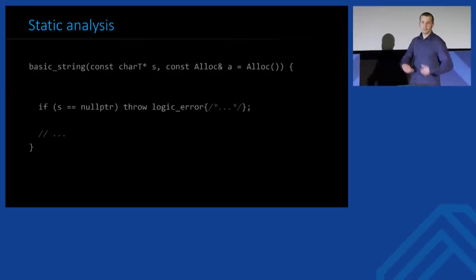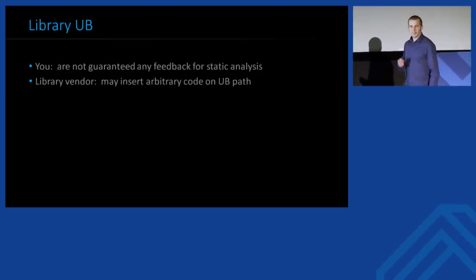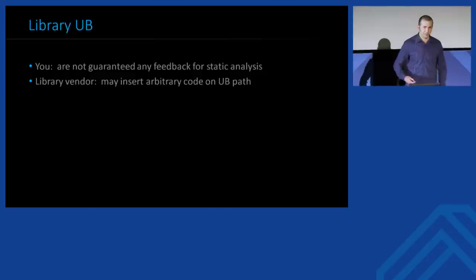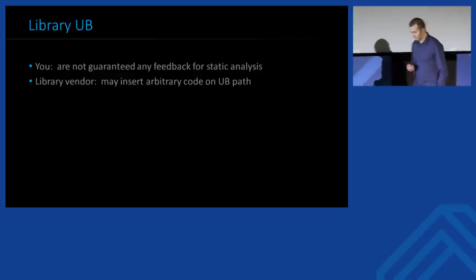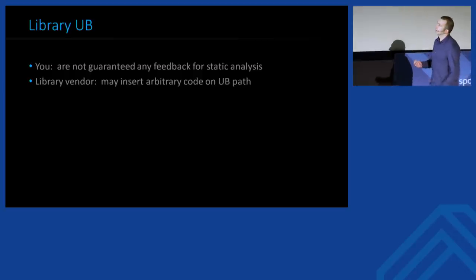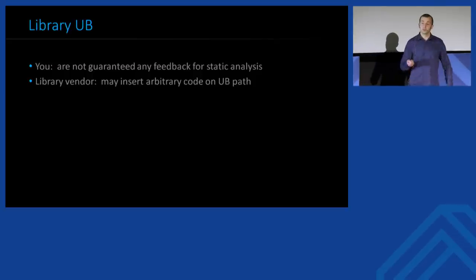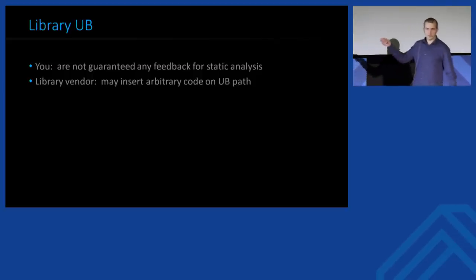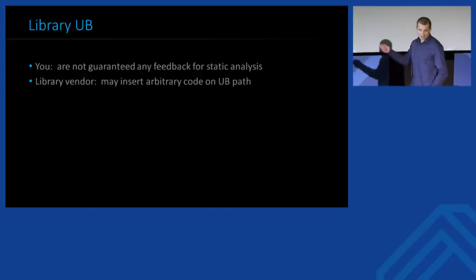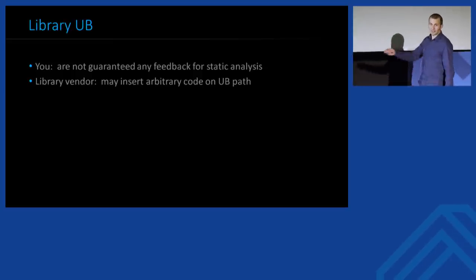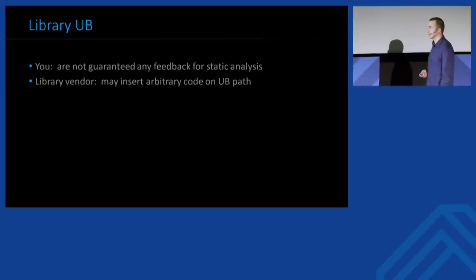And this is because they can. Because we go back to the guarantees. You cannot expect anything when you hit UB, not even a report from the static analyzer. And on the other hand, a library vendor can assume that UB never happens in your code, so you shouldn't care what happens in this case because you are not supposed to get there. So they have liberty to do anything they want, and they have chosen something quite reasonable to protect against UB at runtime. But they have compromised my static analysis.